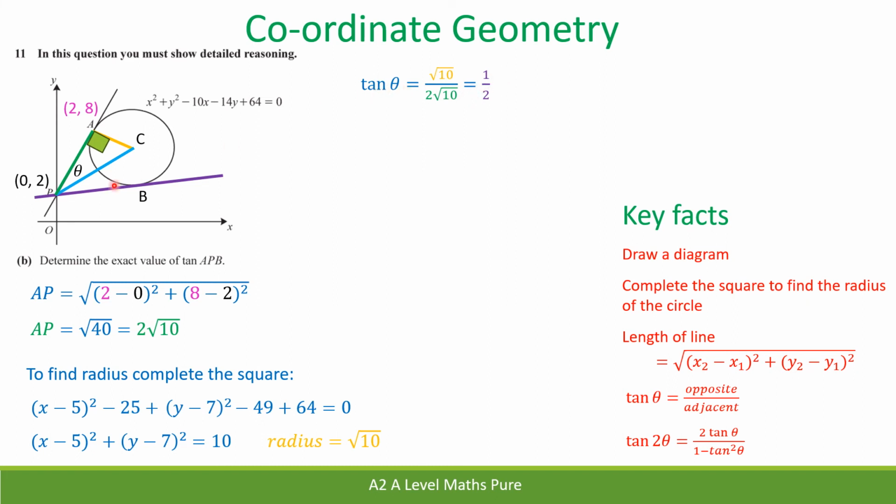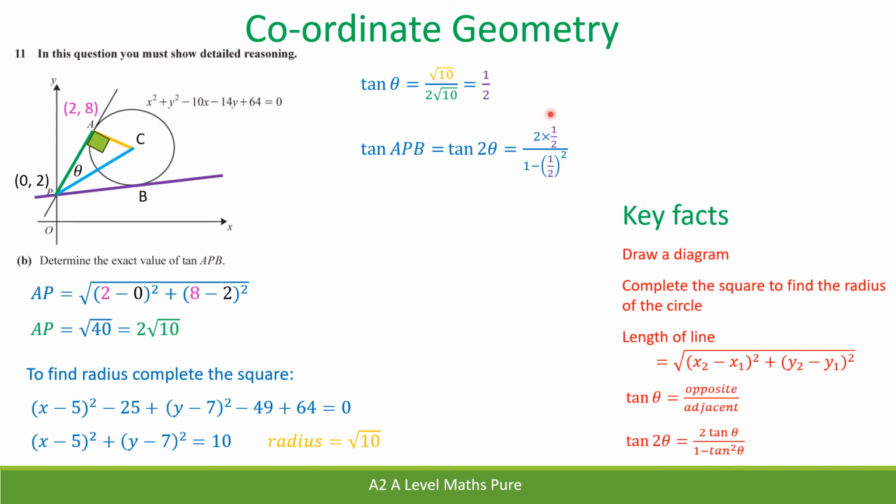Now I know tan theta, that's this angle in between here, between A, P and C. Our question wants us to work out the angle APB, so A to P to B. Now that is double what we've just worked out. So it's 2 lots of what you've just found. So tan of APB is going to be tan of 2 lots of theta. Now using the double angle formula, tan of 2 theta is 2 times tan theta divided by 1 minus tan squared theta.